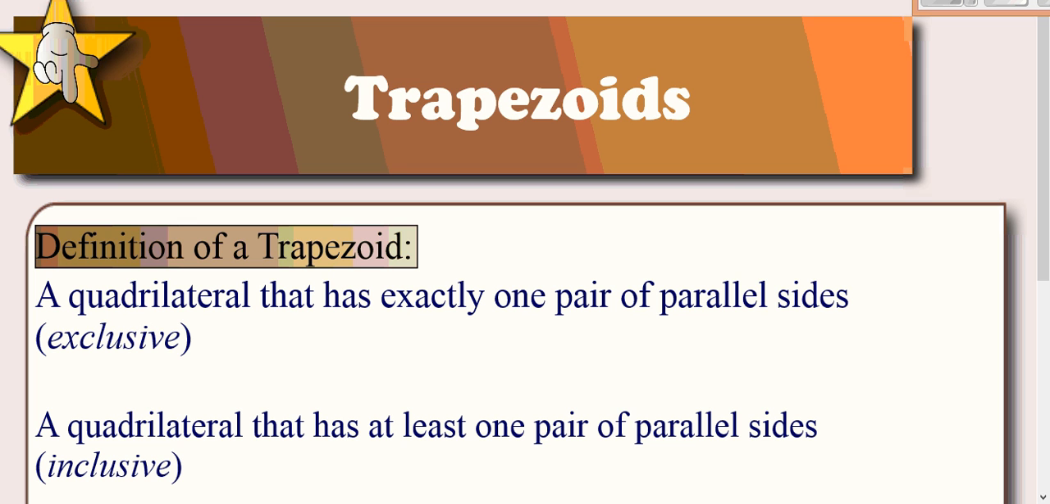Now on to trapezoids. Trapezoids have one pair of parallel sides. Normally it's like the top and the bottom.